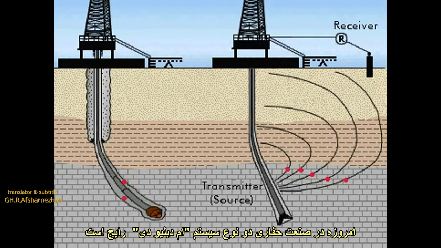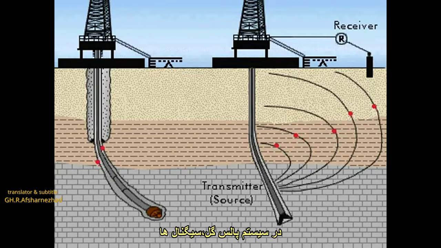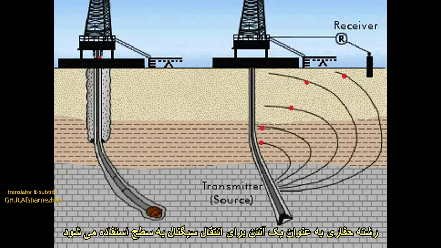Two types of MWD systems are common to the drilling industry today. These are the mud pulse telemetry system and the electromagnetic system. In the mud pulse system, signals are sent to the surface with the help of pulses transmitted through the drilling mud. In the electromagnetic system, the drill string is used as an antenna to transmit signals to the surface.